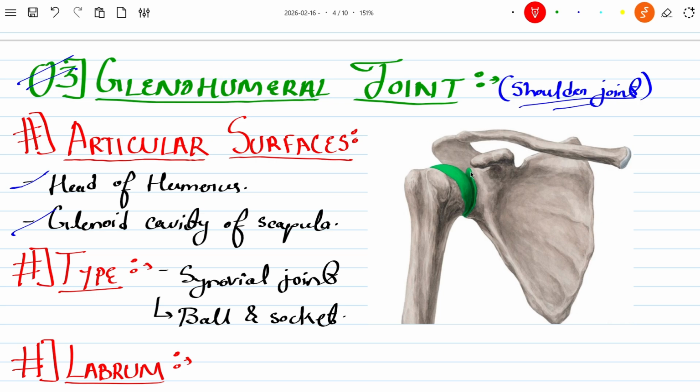So for increasing the depth, there is a special structure which is present over here that I have mentioned ahead. Remember this point that I am going to explain. Obviously it is the most famous joint. It is a synovial joint, that too a ball and socket.